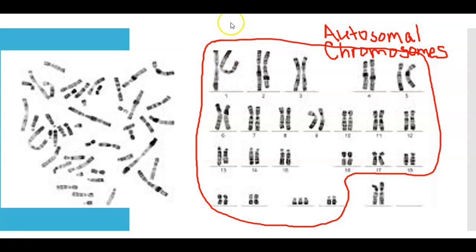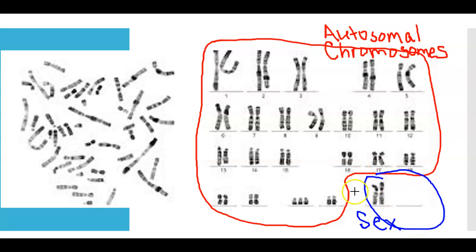Chromosome pair number 23, however, is a little bit different. Chromosome pair number 23, right here, is going to determine sex. So we call these your sex chromosomes. Okay. If you have 2 of the same, an X and an X, like this one is, you would be a female. If you had an X and a Y, then you would be a male.